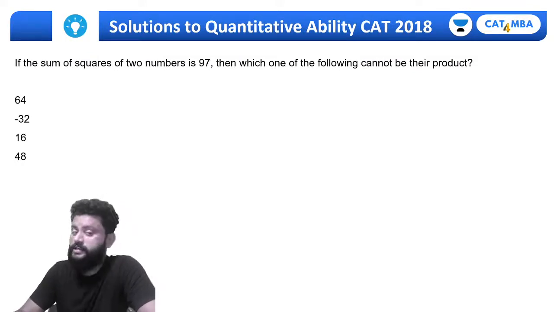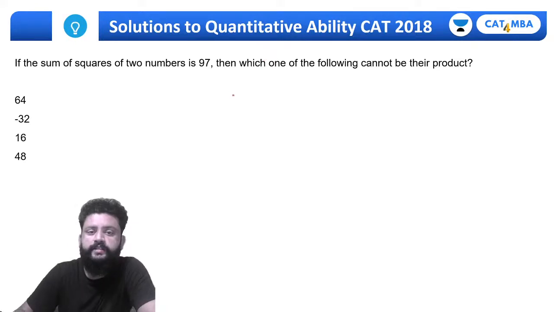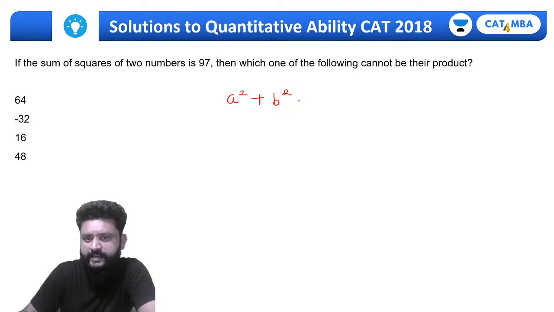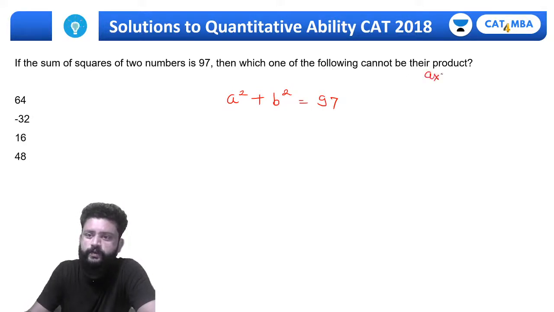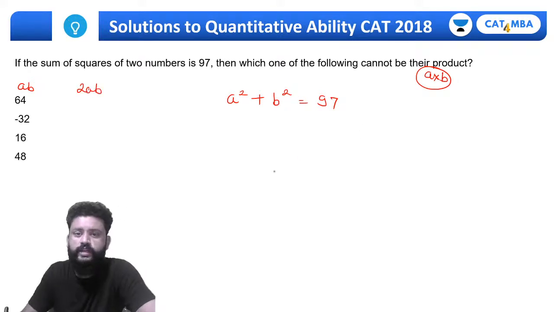This is a really interesting question. We are given that a square plus b square is 97. Now, we are supposed to find which one of the following cannot be their product. Which one of the following cannot be their product? Not a into b, right? So this value of ab. So can I get the value of 2ab? Hopefully all of you understood.